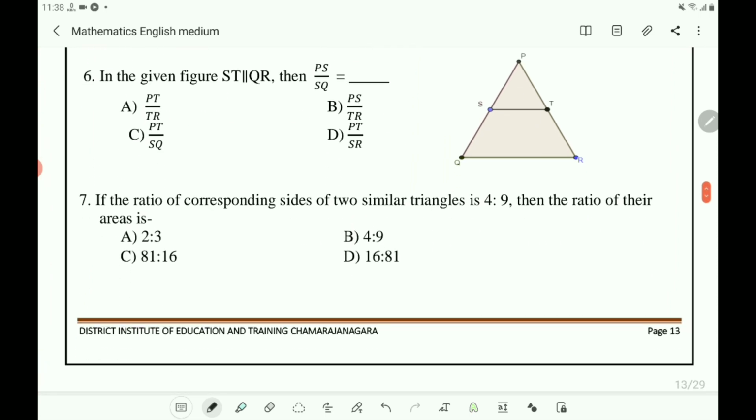Next, take question number 6. In the given figure, ST parallel to QR, then PS by SQ equals. It is also a repeated question. We solved this question in the previous question papers. So here PS by SQ, directly you can write PT by TR. Option A is the answer, PT by TR. Note down the answer, option A.